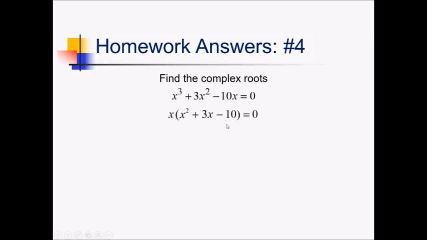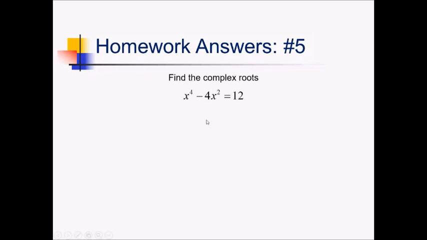solved by factoring. Numbers that multiply to negative 10 and add up to 3, let's see, 1 and 10 won't do it. How about 2 and 5? Negative 2, positive 5 would do it. So we have x minus 2, we have x plus 5, and then just setting each of these equal to 0 and solving, we see that x equals 0, 2, and negative 5.